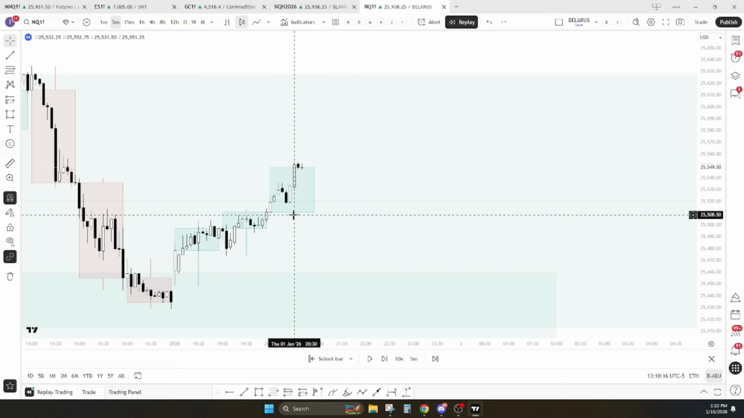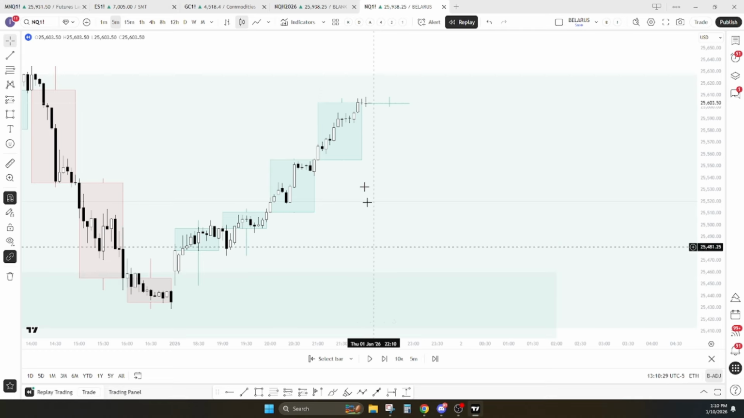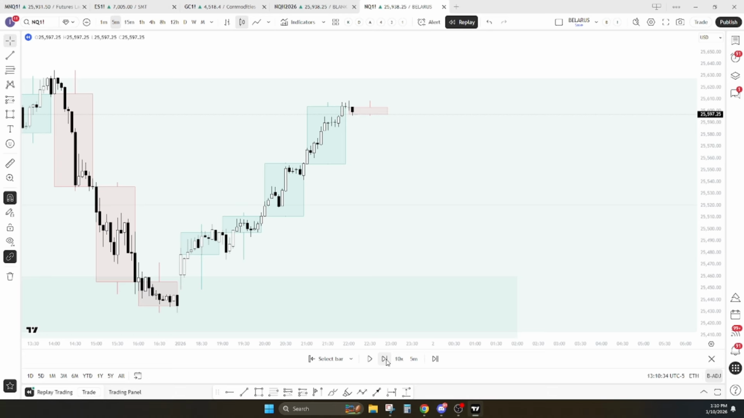There's barely a wick on this one. New 1 hour candle. Ooh, I'm gonna like this. This is great. This is gonna be really great. This is gonna be a super fast backtest, guys.